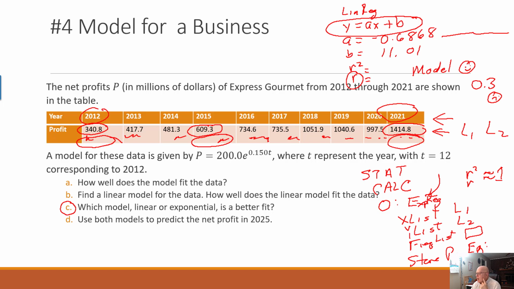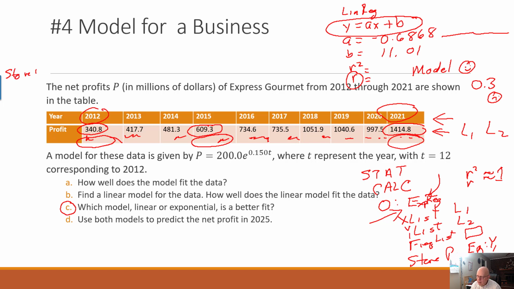Now what if you actually wanted to use this model to predict profit? Well, here's what you can do. After you put L1 and L2 in, blank out the frequency list, you could put y sub 1 here in the store regression equation. How do you do that? This is how you do it. So you move down here to store regression equation.